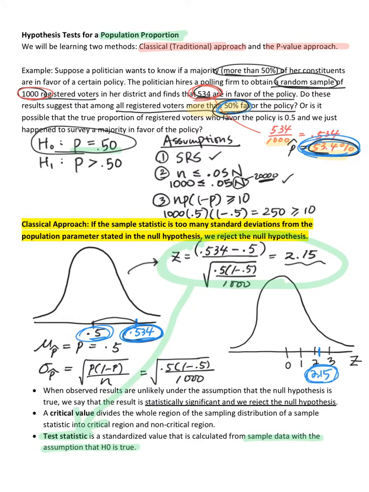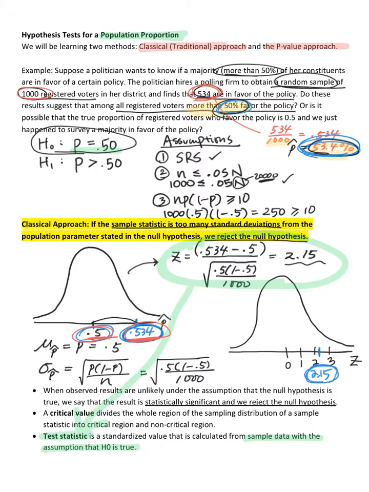Okay, so let's read the classical approach. If the sample statistic is too many standard deviations from the population parameter stated in the null hypothesis, we reject the null hypothesis. Okay, so what they're saying is that if there are way too many standard deviations between these two numbers, then we're going to reject the null hypothesis because this number is considered way too far away from 0.5. That means that this number 0.534 is considered unusual, right? So we're going to reject the null hypothesis.